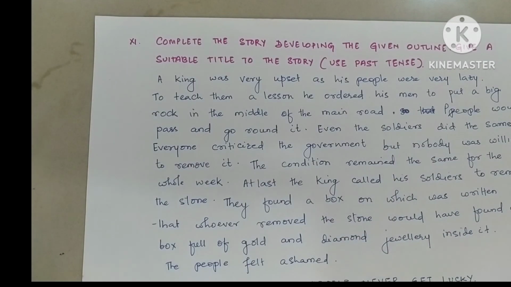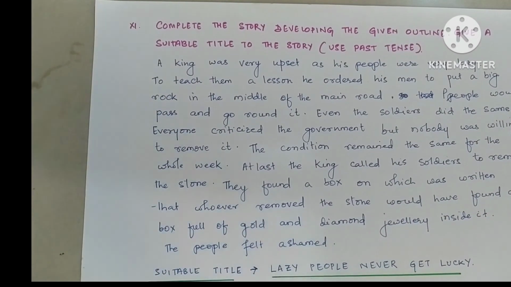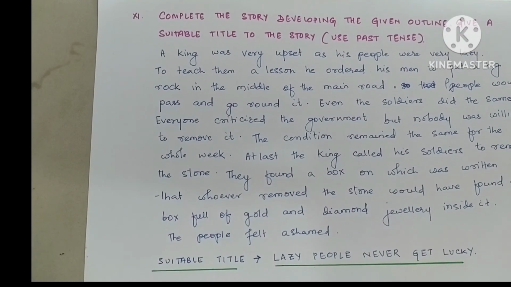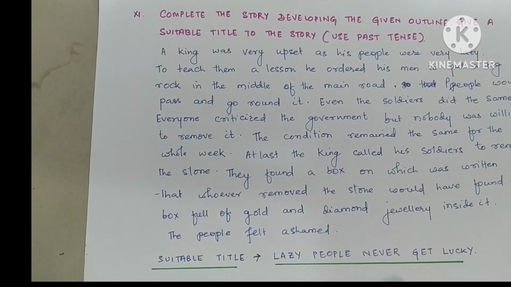Next. Complete the story developing the given outline. Give a suitable title to the story. Use past tense. A king was very upset as his people were very lazy. To teach them a lesson, he ordered his men to put a big rock in the middle of the main road. People would pass and go round it. Even the soldiers did the same. Everyone criticized the government, but nobody was willing to remove it. The condition remained the same for the whole week. At last, the king called his soldiers to remove the stone. They found a box on which was written that whoever removed the stone would find a box full of gold and diamond jewelry inside it. The people felt ashamed.